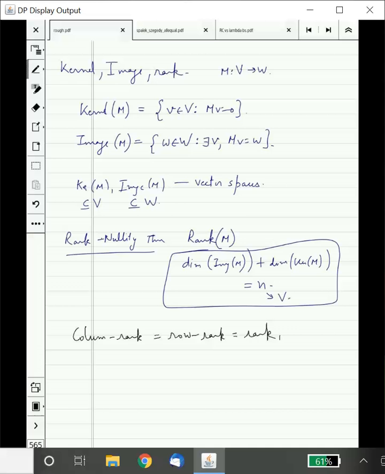Remember, column rank is the dimension of the space spanned by columns. And similarly, you have row rank. They turn out to be equal. The easiest way to see it is probably Gaussian elimination. And column rank equal to rank is not difficult. That is something which you can convince yourself.